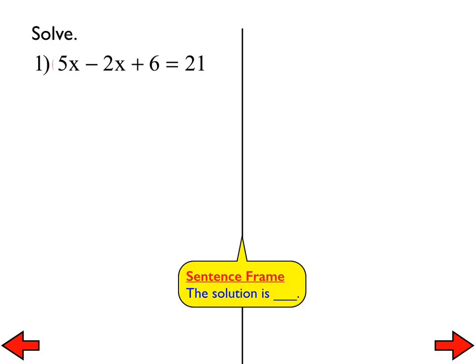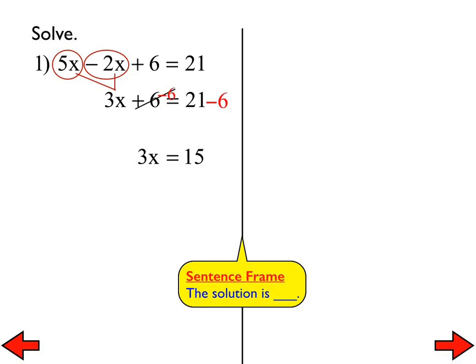In number 1, we want to combine our like terms here. This turns into 3x plus 6 equals 21, and what you need to realize is that 3x plus 6 equals 21 is equivalent to 5x minus 2x plus 6 equals 21. In other words, they represent the same thing. From there, subtraction property of equality. Subtract 6 from both sides. That leaves us with 3x equals 15. We then use the division property of equality, divide both sides by 3. And the solution is x equals 5.